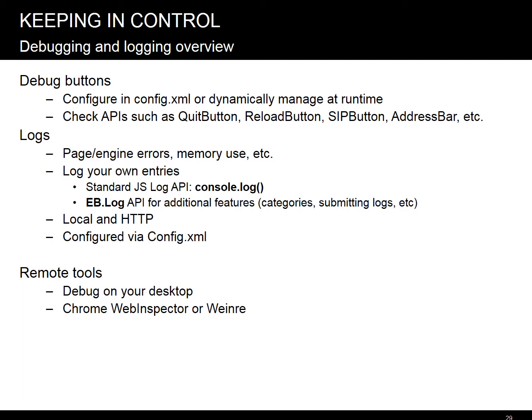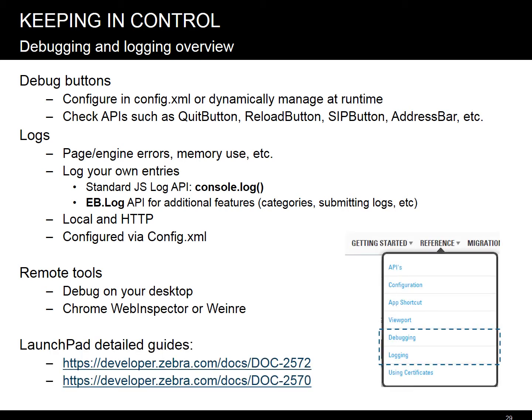Next are the remote tools that allow you to debug your mobile device from the comfort of your big laptop or desktop. When running WebKit, Web Inspector is the first tool of choice, but you can also use a more advanced tool called Weinre. Web Inspector Remote, pronounced Winery. Check out the detailed Launchpad guides to learn more.